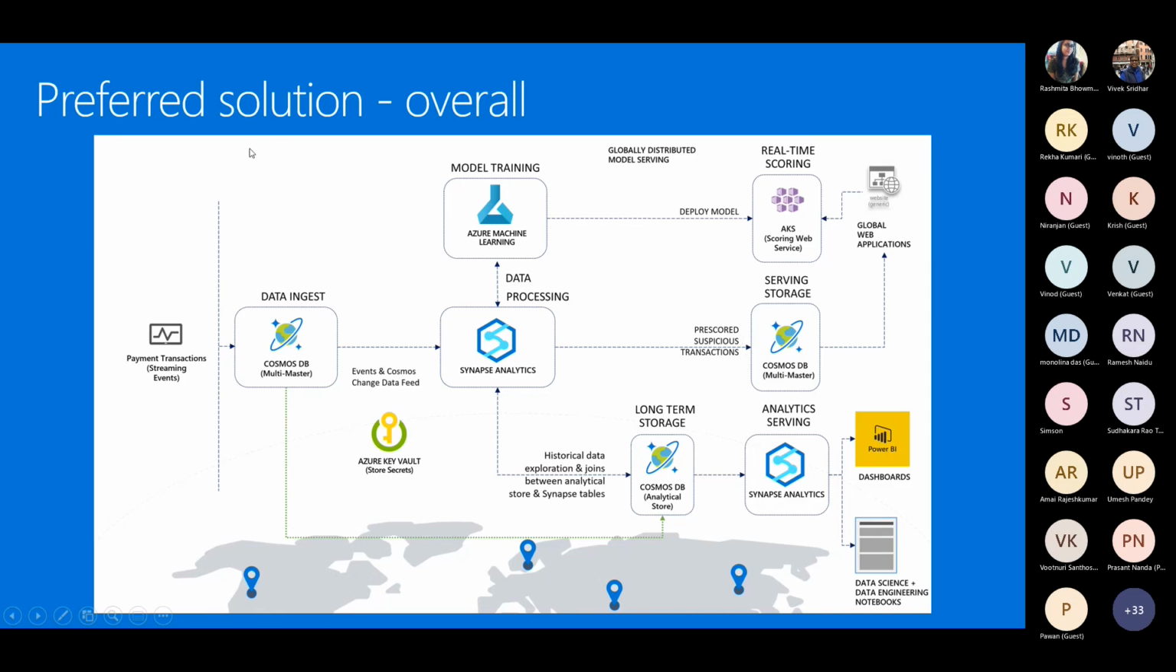This is the preferred solution which we are thinking about, and we will cover these services. We will have Cosmos database as the ingestion layer solution, which will ingest the transactions. Cosmos database is a semi-structured database which is globally distributed. So you can have multiple endpoints, which can be at various consistency levels, like strong consistency, or maybe session-based consistency.